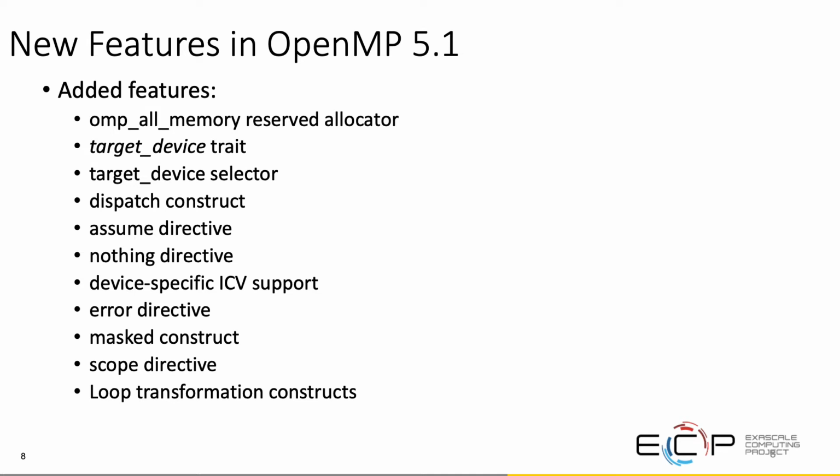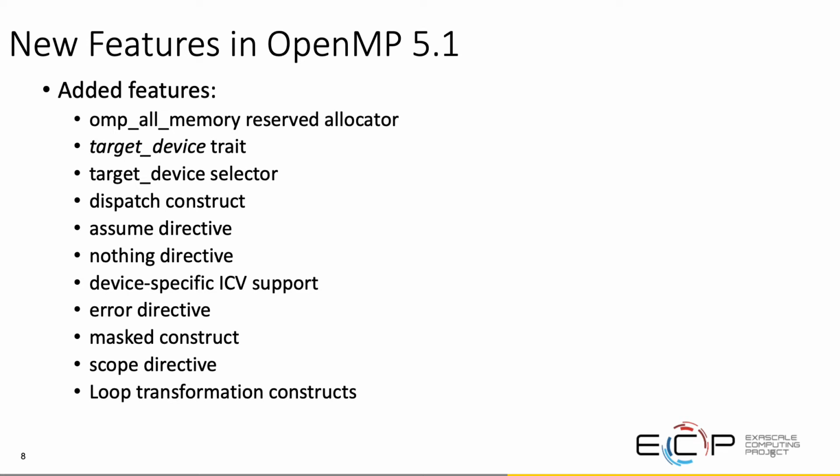In 5.1, there is a long list of modifications and additions that were made. I will just talk about a few of them, like the omp_all_memory reserved allocator, as well as the Target Device Trait and the Target Device Selector. The Dispatch Construct, the Assume Directive, and the Nothing Directive to be used with meta directives were also added. The device-specific ICV support gives more control to the user when a specific class of device is used.